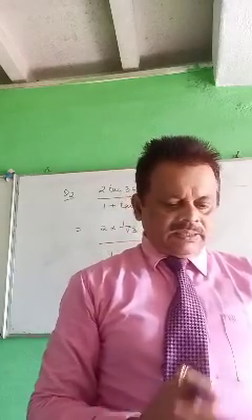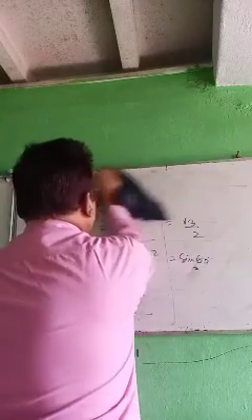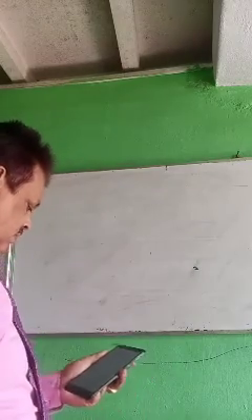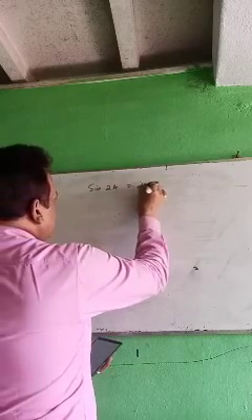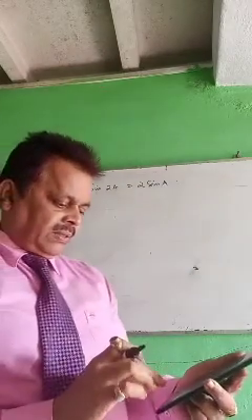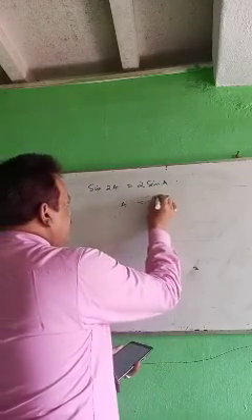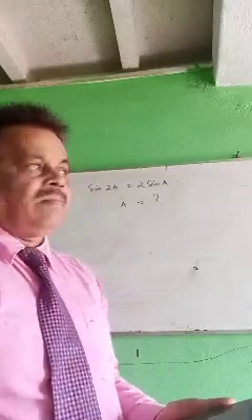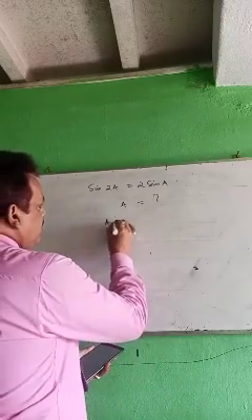Next, sin 2A is equal to 2 sin A. Sin 2A equals 2 sin A. Okay. Then what is the value of A? A is how much? Can you guess? Say A will be 0 degree.